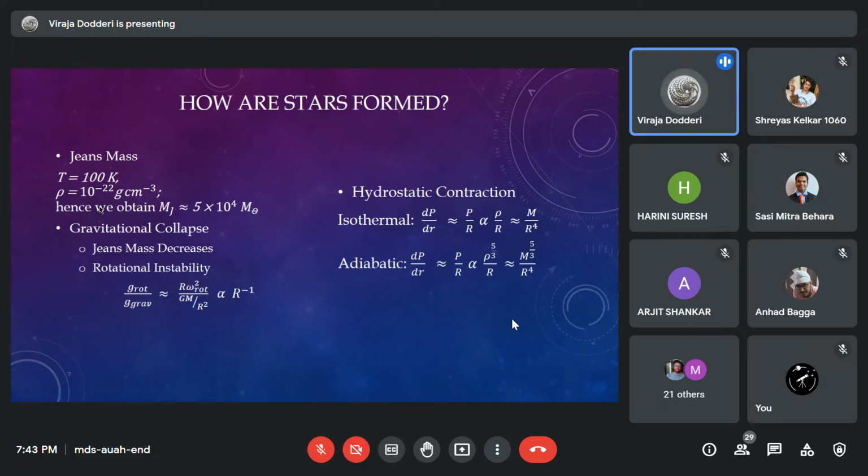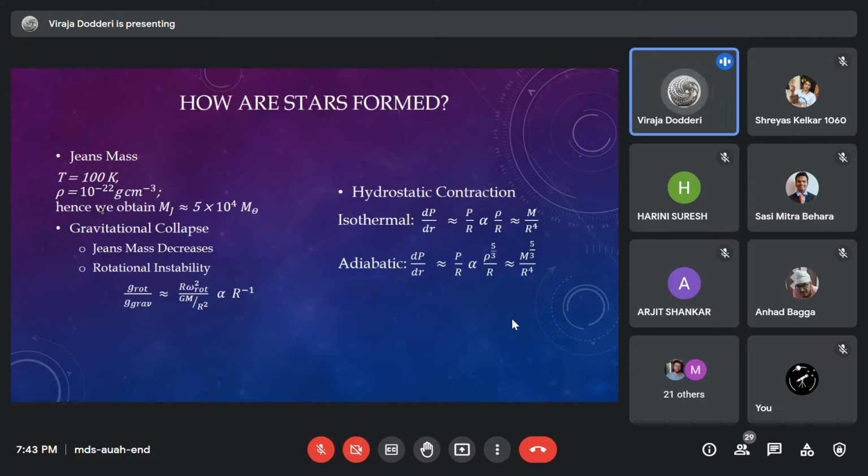This further adds to the instability, and these processes keep repeating till the cloud of gas becomes a cloud of stellar mass.